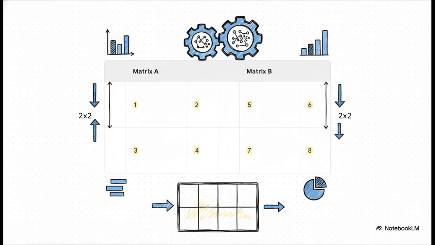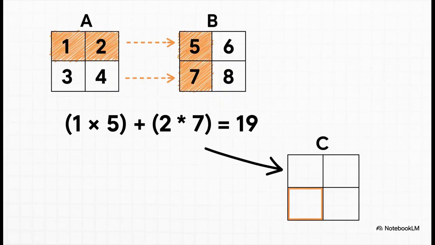We can also predict the size of our answer. It's going to have the outer dimensions, 2 rows from A and 2 columns from B. So we know we're building another 2 by 2 matrix. Now this slide shows you that core calculation in action. We want to find the number that goes in the very first spot, top row, first column of our new matrix. To do that, we need the first row of A and the first column of B. Look at how it works.